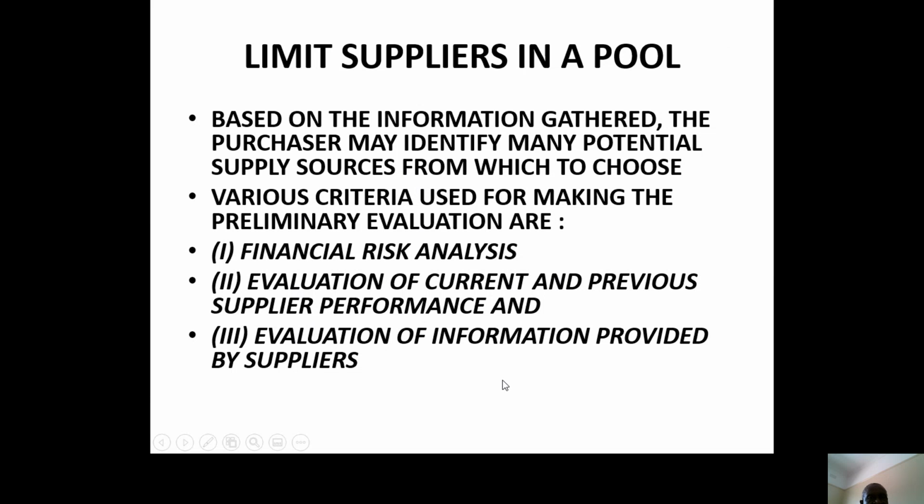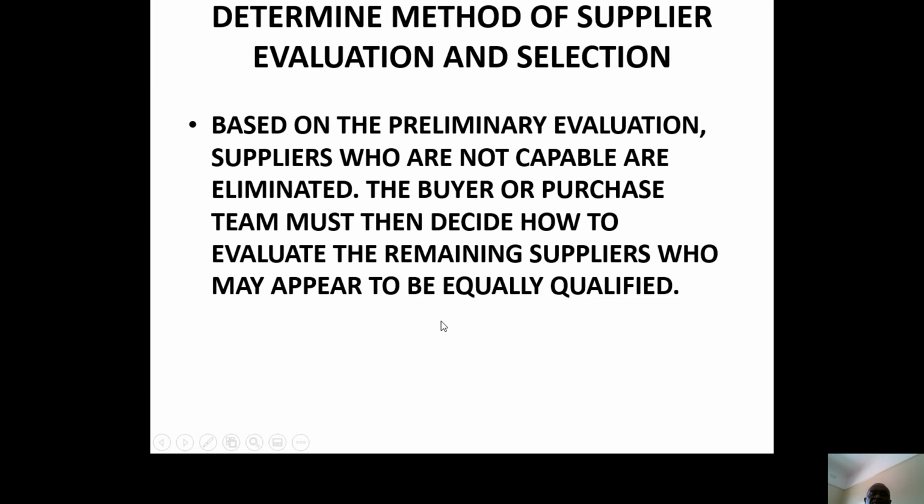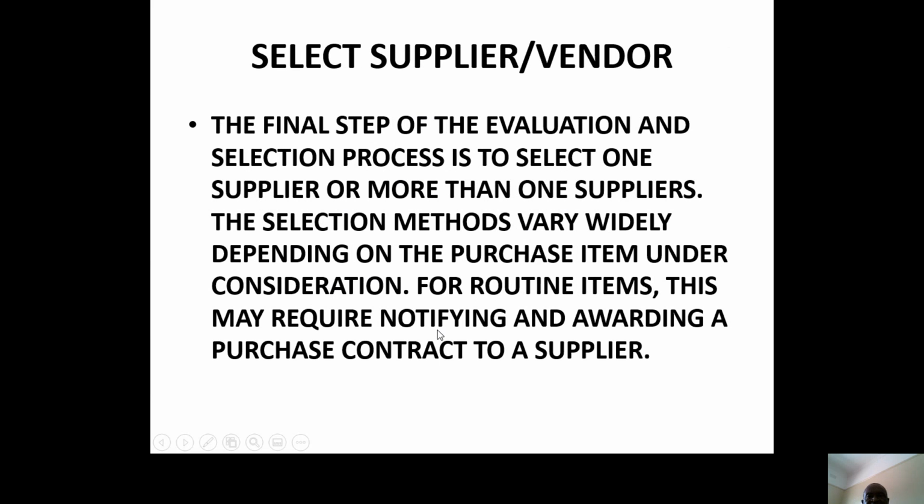You evaluate, all right? Determine method of supplier evaluation and selection. Based on the preliminary evaluation, suppliers who are not capable are then eliminated. Because, you know, the buyer or purchaser team must then decide how to evaluate the many suppliers who may appear to be equally qualified. Select supplier. The final step, you go to select the vendor. This may require notification and awarding of purchase contract to the supplier or to the vendor.